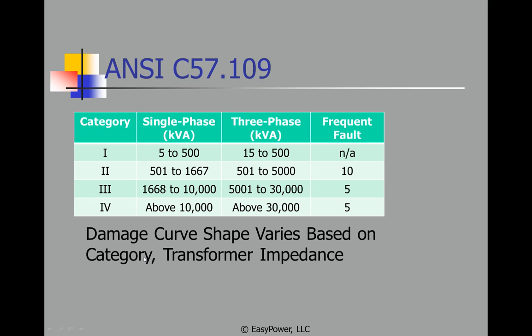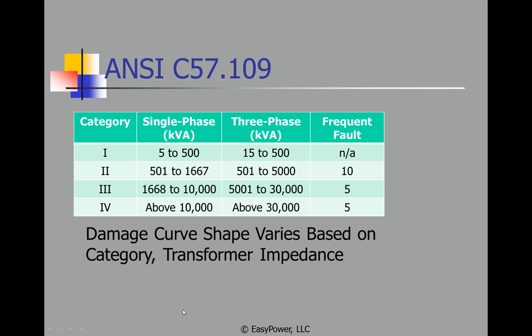If you look at ANSI C57.109, it's broken down into four categories based on size, kVA ratings. For three-phase transformers, category 1 goes up to 500 kVA, category 2 up to 5,000, category 3 goes up to 30 MVA, and category 4 goes above 30 MVA.